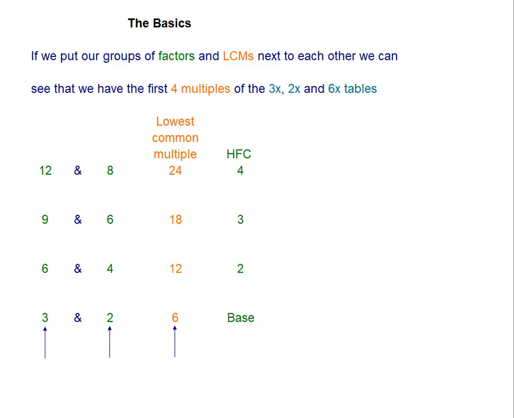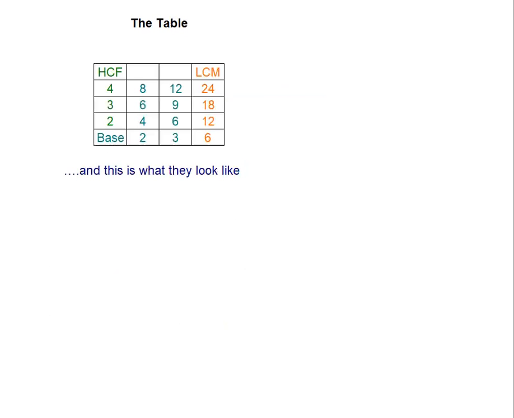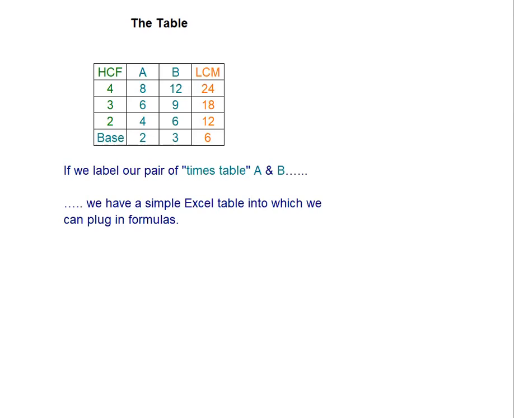And the reason I did that will become apparent as we carry on through the video. Now we have these numbers of tables, let's do the obvious and put them into a table. This is what they look like with our highest common factors in column 1 on the left-hand side, our lowest common multiples in column 4 on the right-hand side, and our 2 times tables wedged in the middle.